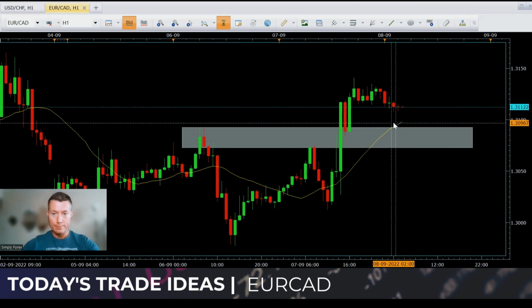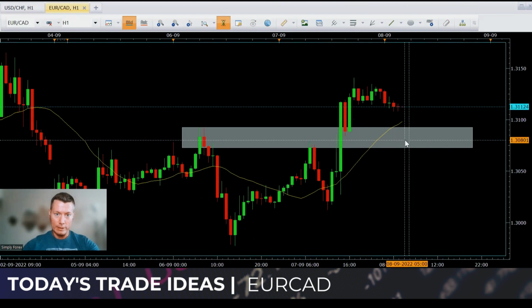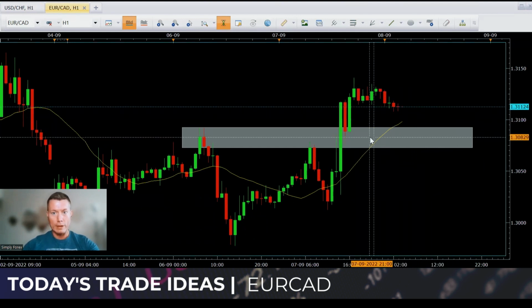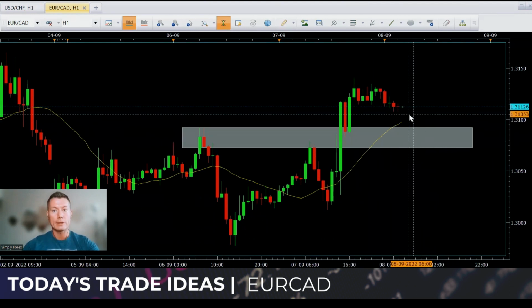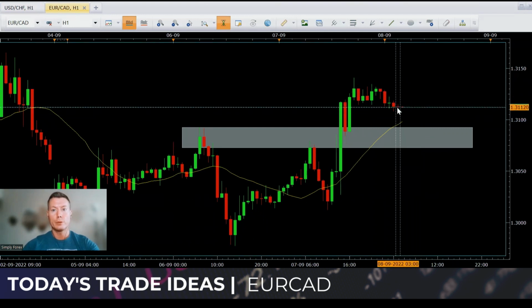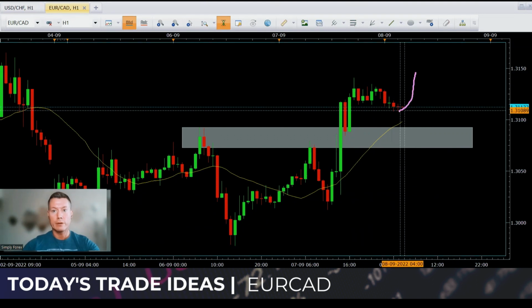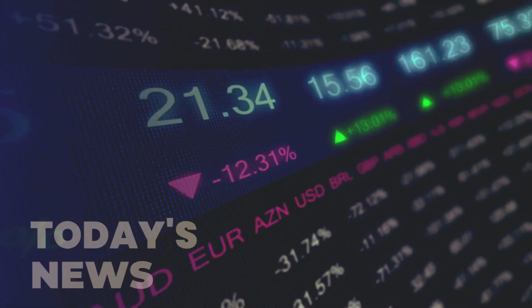So if price doesn't come down to our grey zone, I'm willing to trade the first bullish candlestick pattern that happens. Maybe this next candle when London opens, we just get a really bullish candle. I'm willing to enter on that and go higher. So just bear that in mind as well, guys. But they're the two trade ideas for today: US dollar Swiss franc short, EURCAD long. Let's take a look at the news now.